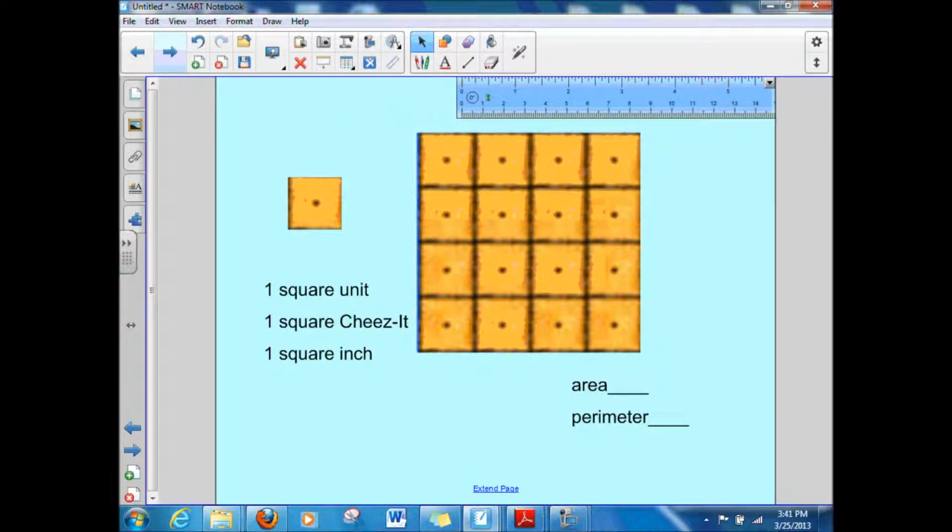So my unit, my square unit in this case, we're going to be using a square unit, and it's going to be 1 square Cheez-It. This is going to be my unit. And I can also label it as a square inch because these Cheez-Its are 1 square inch.